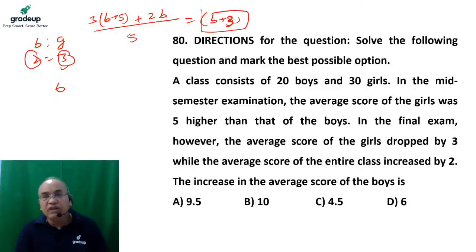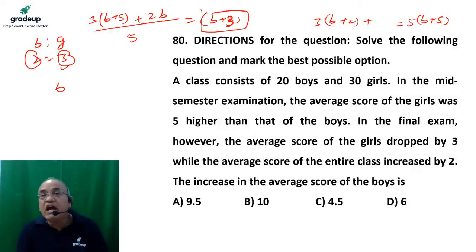Now read the question further. In the final examination, however, the average score of the girls dropped by 3. The average score of the girls was b plus 5. Dropped by 3, it will become b plus 2. And that is for the 3 girls. And the average score of the entire class went up by 2. It means it was b plus 3, now it becomes b plus 5. But that is for the 5 students.